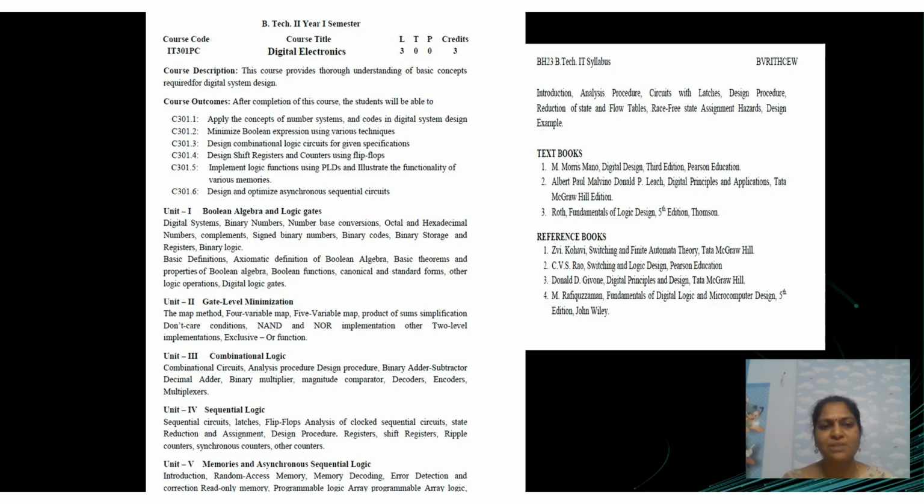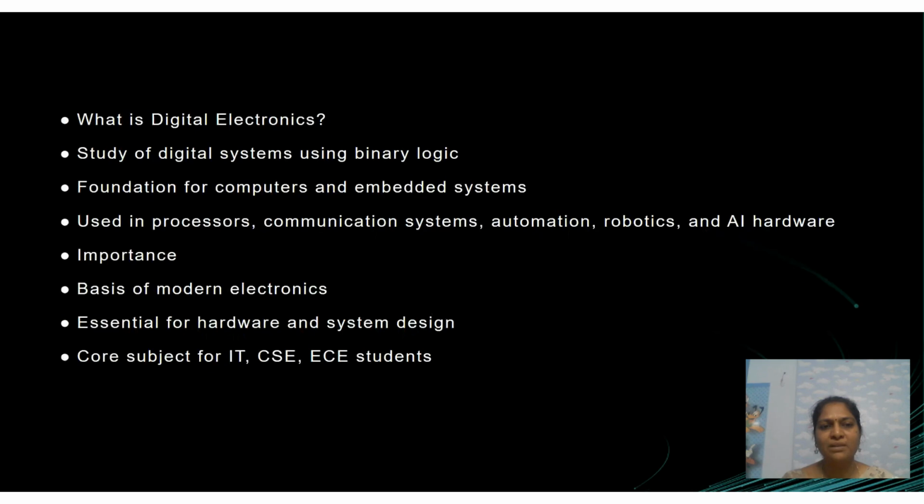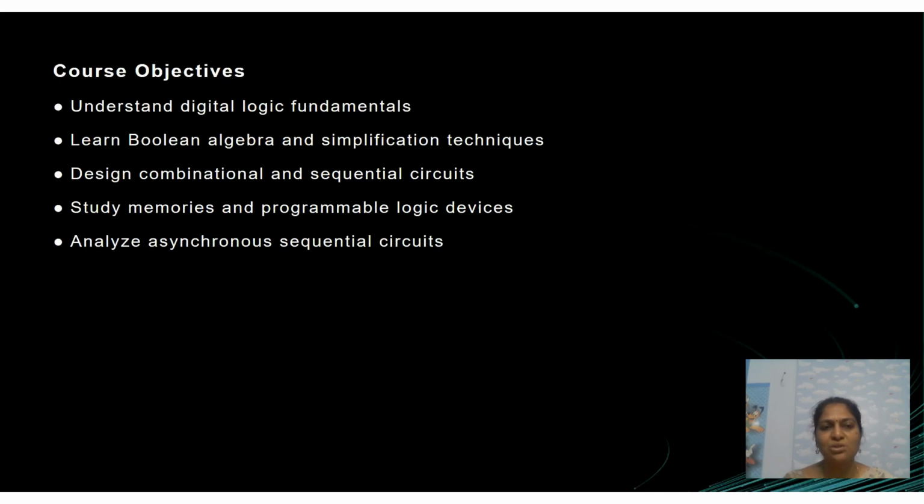So for this subject, we are having 6 COs. What is digital electronics? Digital electronics is nothing but it uses binary logic to study digital systems, and it is the foundation course for computers and embedded systems. So digital electronics is used in processors, communication systems, automation, robotics, and AI hardware. What is the importance of digital electronics? This is the basis of modern electronics and essential for hardware and system design. And this is the core subject for IT, CSC, and ECE students also.